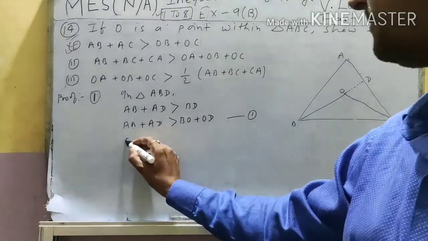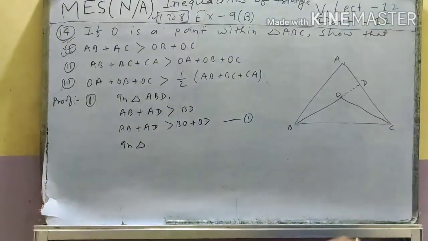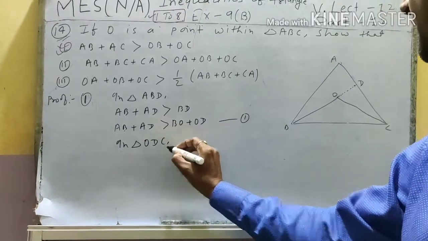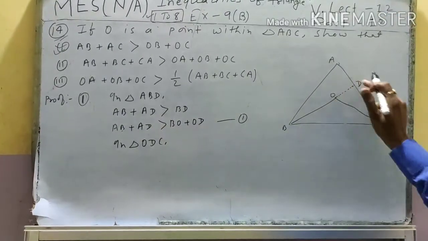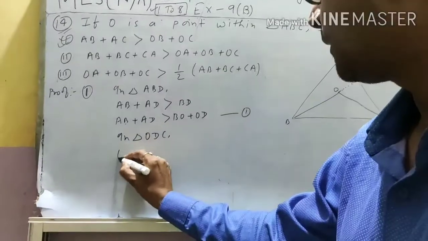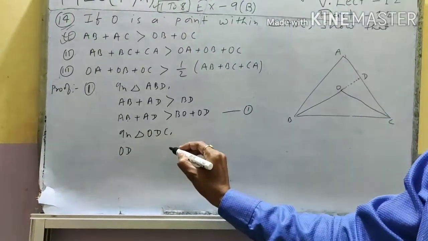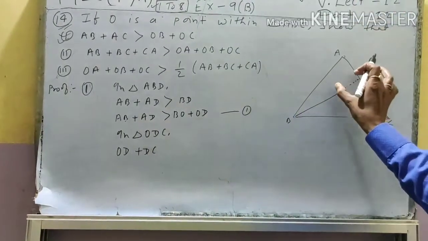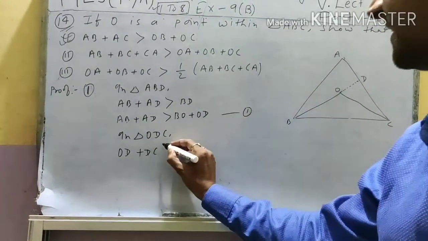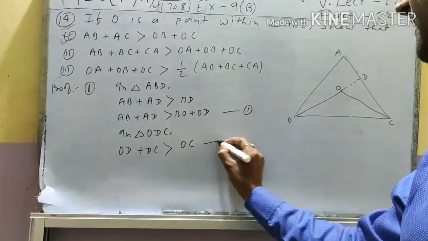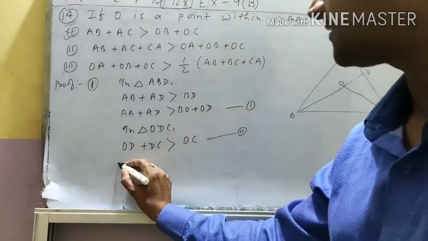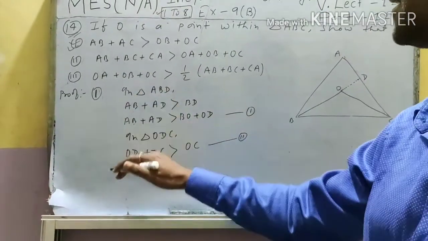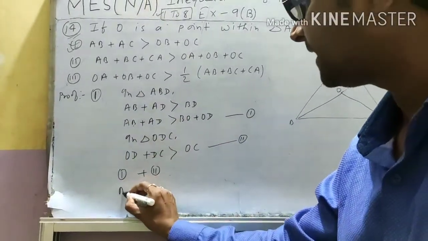Take another triangle. In triangle ODC, OD plus DC is greater than OC. This is equation second. Here student, adding these two equations, first equation as well as second equation, what will we get here?